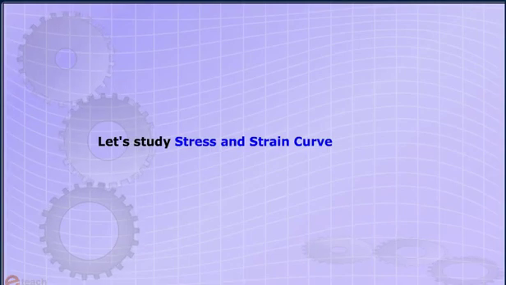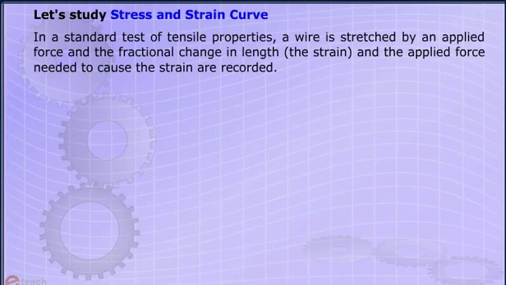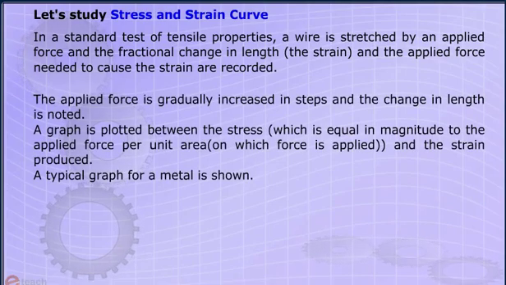The stress and strain curves. In a standard test of tensile properties, a wire is stretched by an applied force, and the fractional change in length, the strain, and the applied force needed to cause the strain are recorded. The applied force is gradually increased in steps, and the change in length is noted.